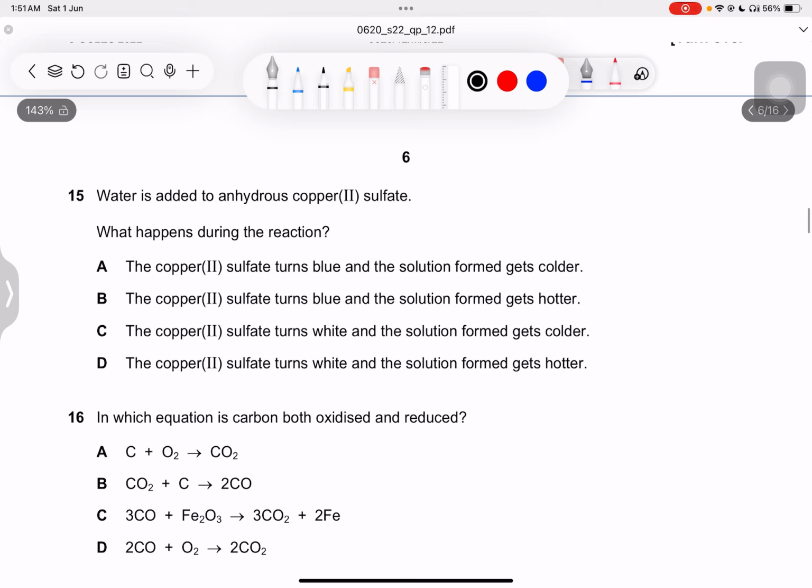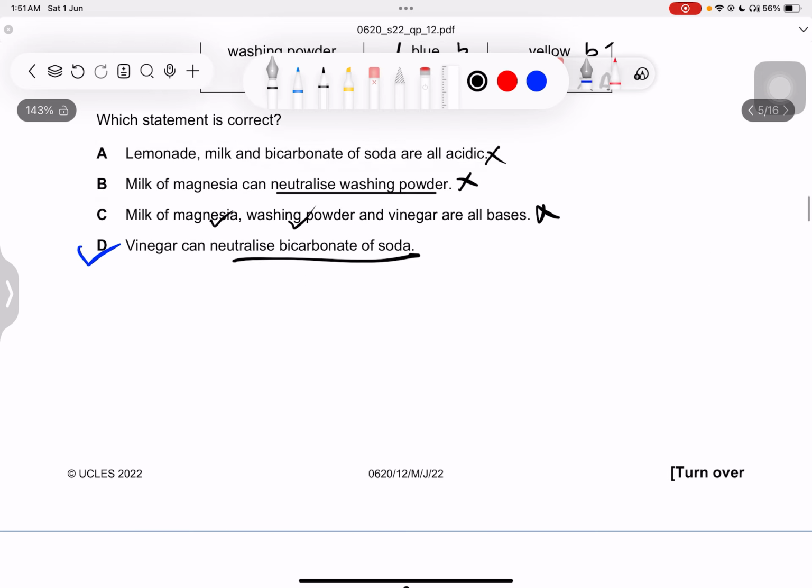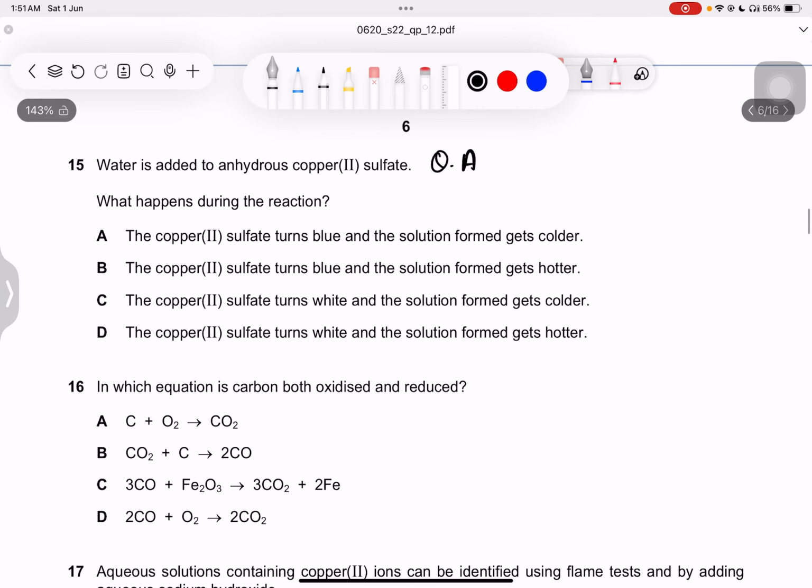Next, water is added to anhydrous copper sulfate. You can find this in your notes for qualitative analysis. What happens during the reaction? And similarly, the color of methyl orange also you can find in the notes for qualitative analysis in your syllabus. What happens during the reaction? The copper sulfate turns blue. This is correct. It does not turn white. It is already white, the anhydrous, and it turns blue.